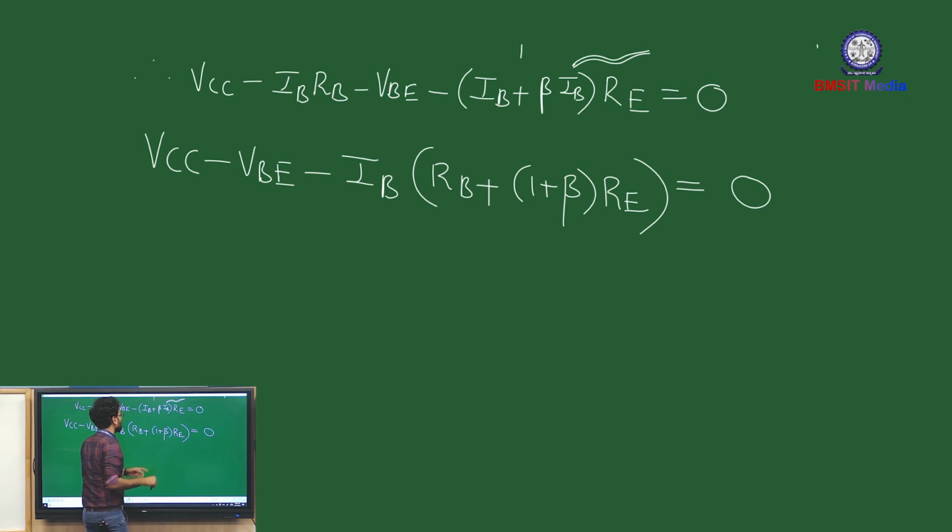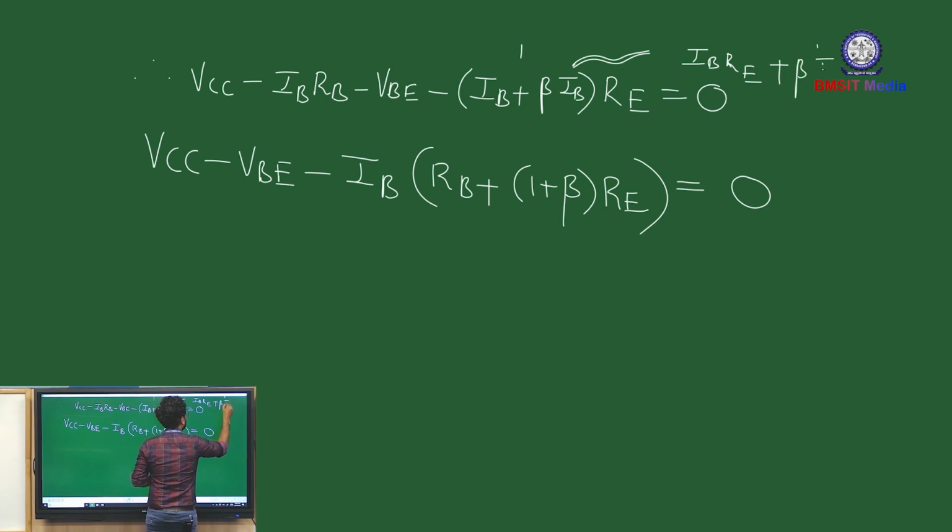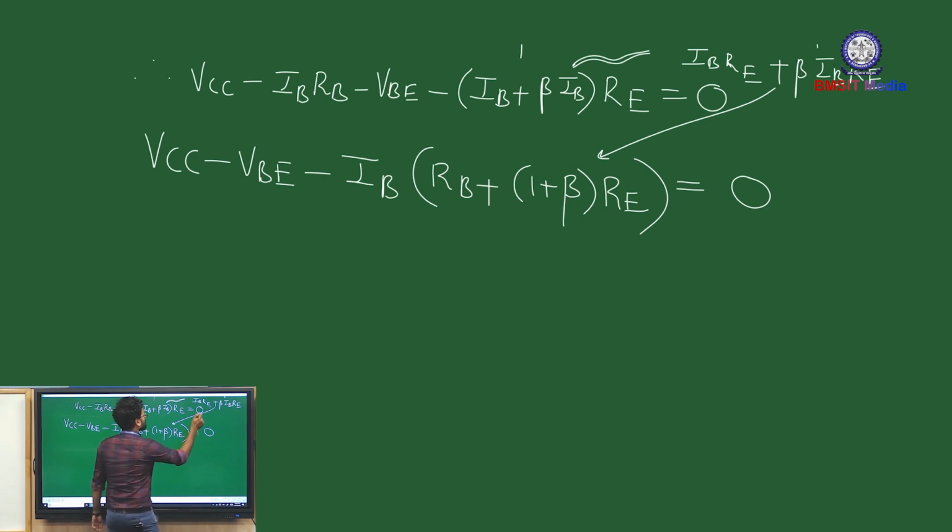If you are still wondering how I simplified, I'm just showing this particular simplification. So it is IB RE plus beta into IB into RE. Right, so that I have shown here. Here IB you can keep out, so we have kept it out, and then you have RE and then beta into RE. So you can keep RE outside the bracket, and within the bracket you are left with 1 plus beta. Okay, so this is your simplified KVL.